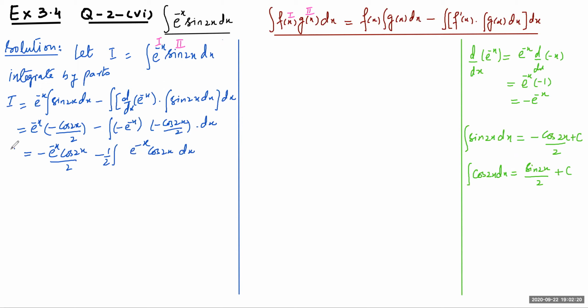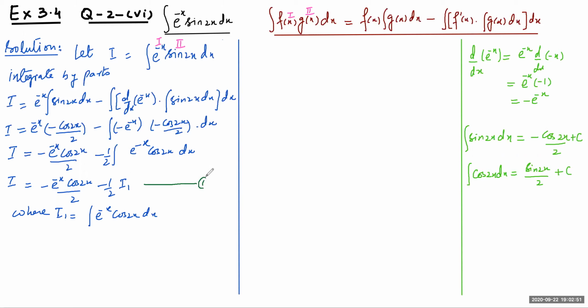Now let's see what I'm going to write here. I'm going to write integral I is equal to minus e to power minus x cos 2x by 2 minus 1 by 2 I1, where I1 is equal to integral e to power minus x cos 2x dx, and for further reference we are going to name this integral as integral number 1.